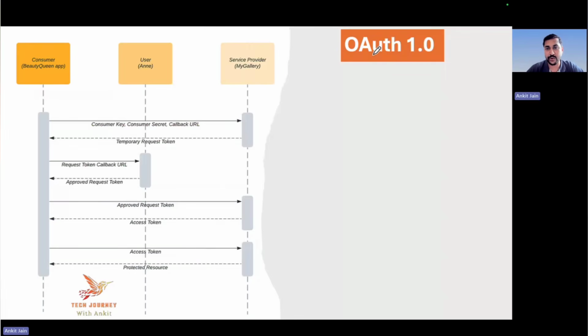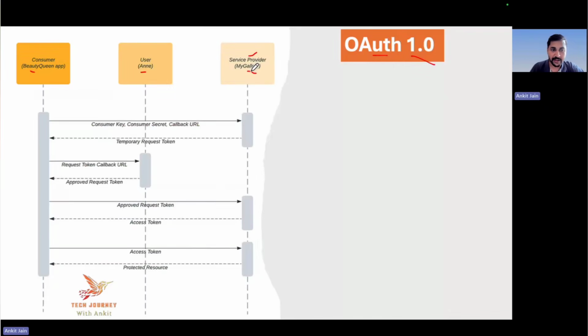First I am taking you to the flow of OAuth 1.0, and then I will take you to the flow of OAuth 2.0. Now you will understand the difference between the two different flows here. Now, there are three things that we have. First one is the Beauty Queen app. Second, the user Anna. And the third thing is the My Gallery. My Gallery is acting as a service provider. Anna is the user, and the Beauty Queen application wants to access the photos from the service provider, that is My Gallery.